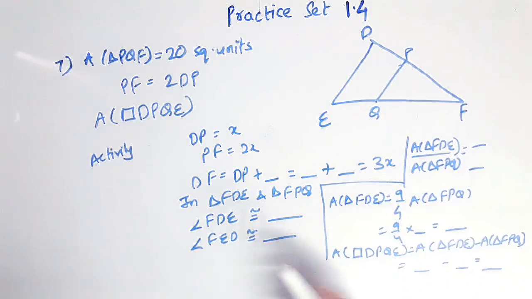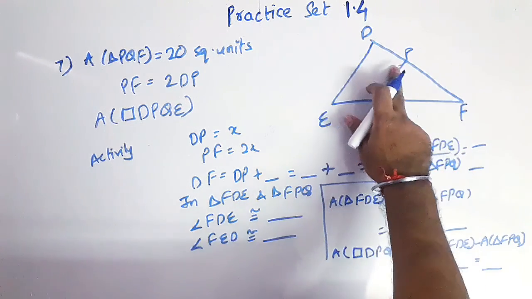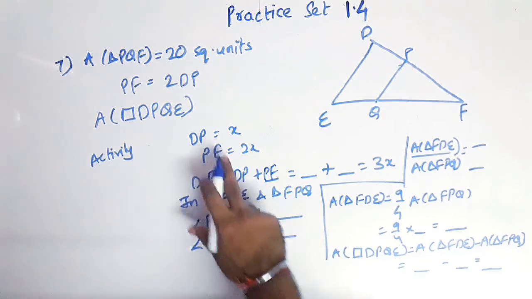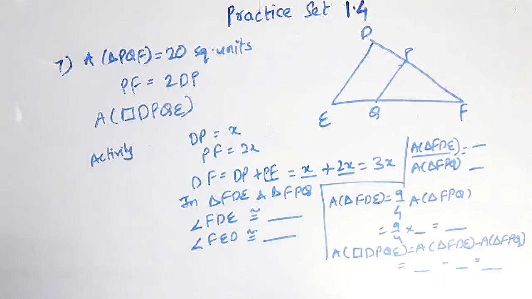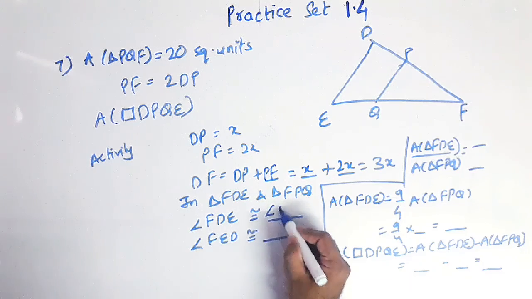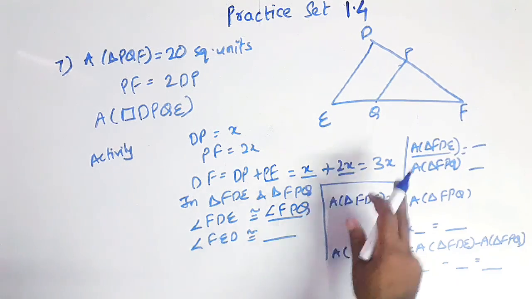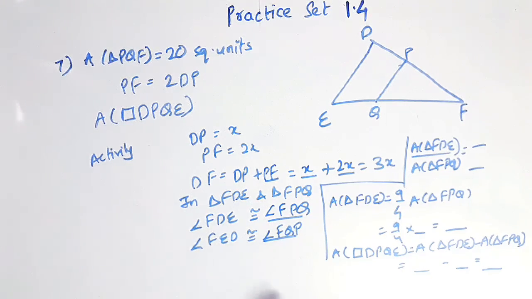Let us fill in the blanks now. What are the blanks given? DF is equal to DP plus PF. They have taken DP as x, this is 2x, so automatically this will become 3x. Let us see now in triangle FDE and triangle FPQ: angle FDE will be congruent to angle FPQ, and angle FED will be congruent to angle FQP. So the triangles are similar.